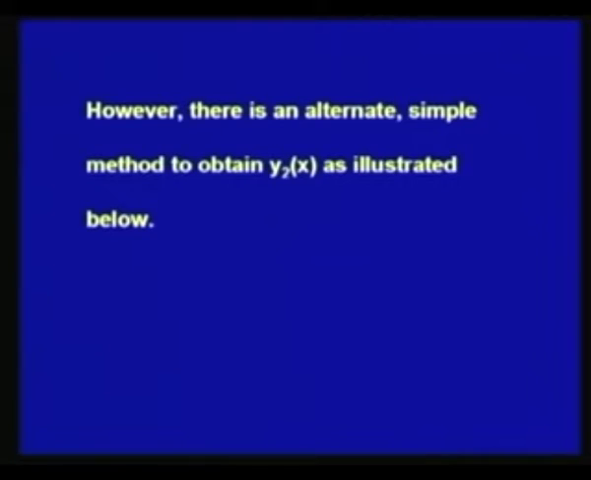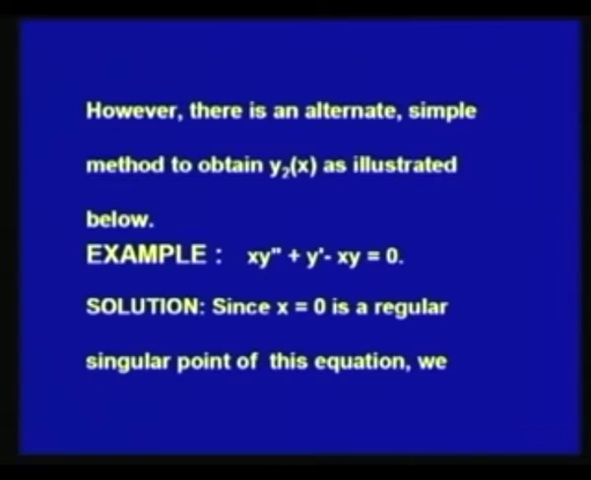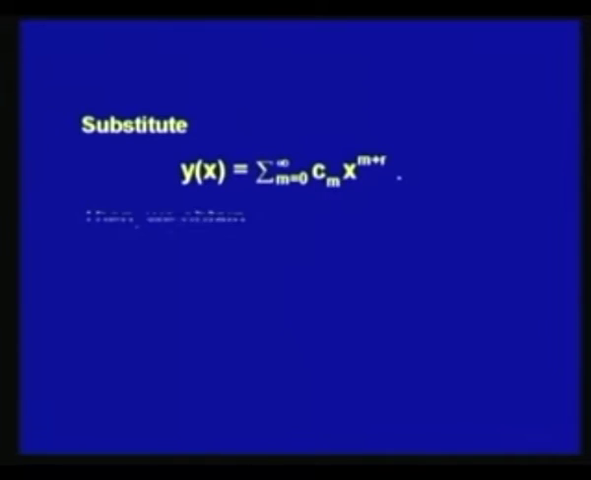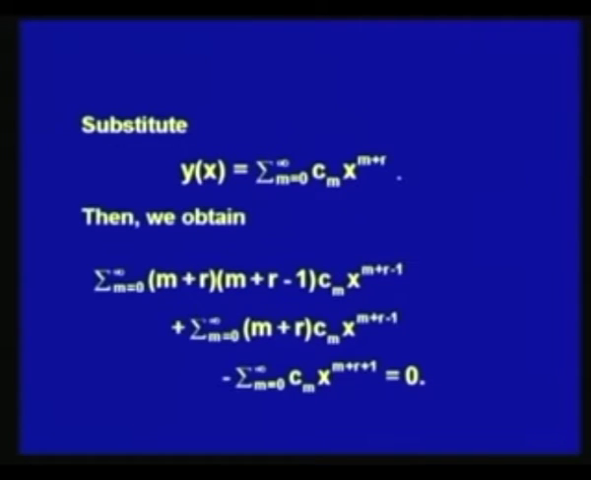But there is an alternate simple method to obtain the second independent solution y2(x), which is illustrated below. Let us take the example of the differential equation x y double dash plus y dash minus x y equal to 0. You can note here that again x equal to 0 is a regular singular point of this equation, so Frobenius method can be applied, and we can therefore assume a solution of this differential equation to be of the form y(x) equal to sigma m equal to 0 to infinity Cm x to the power m+r, where C naught is not equal to 0.